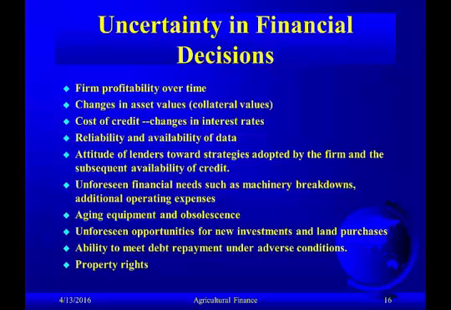Next, we look at the uncertainty in financial decisions. In the financial side of the business, firm profitability may fluctuate over time. Also, there can be changes in the asset values or collateral values. In agriculture, you often see that land values can fluctuate quite a bit depending on its profitability.